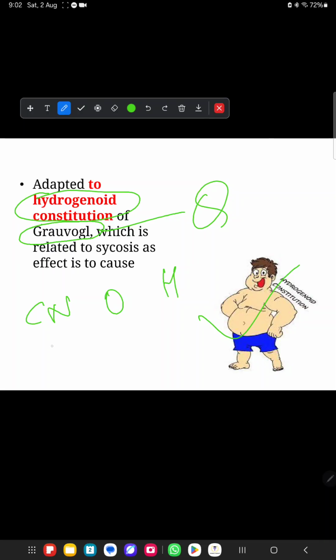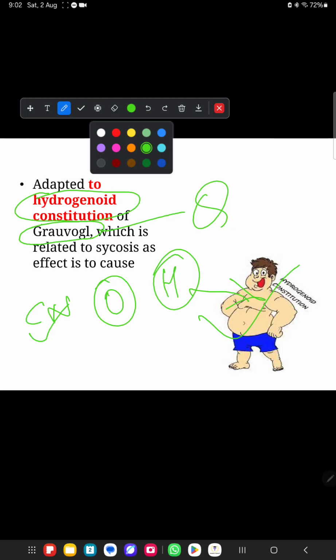But if the person is having an excess of carbonitrogenoid, especially in the blood and fluid, then the patient is having a problem from the carbonitrogenoid. If the patient is having an excess of oxygenoid, oxygen in the blood and fluid, the patient will have problems. But if you find a hydrogen excess, especially in the blood and fluid, there will be a problem with the hydrogenoid constitution.